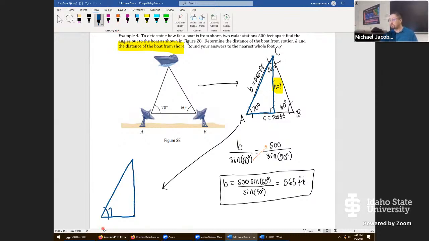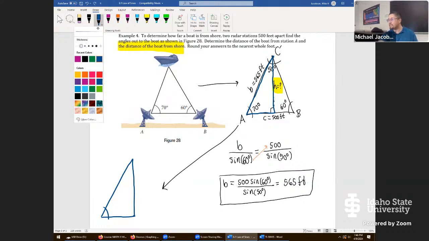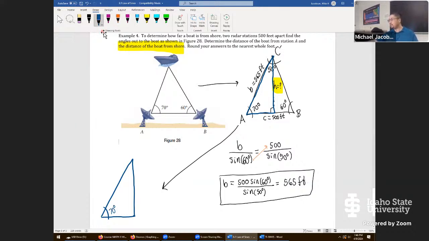So we still have 70 degrees going this way. That's starting to look weird. Let me drop the size on this. There we go. So 70 degrees still going this way. That's a perpendicular, so it's 90 degrees. And now we need this measurement.